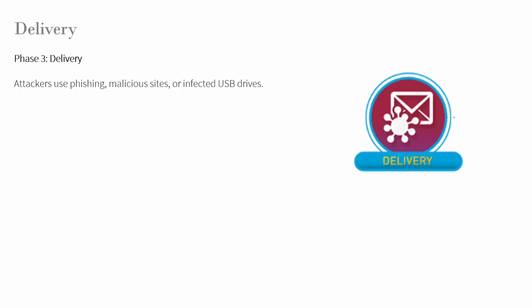Phase 3: Delivery. This is the transmission of the weaponized payload to the target via email attachments, infected websites, or USB drives. The delivery defense measures include training employees to recognize phishing attempts and suspicious behavior. Use simulated phishing campaigns to test and improve awareness.